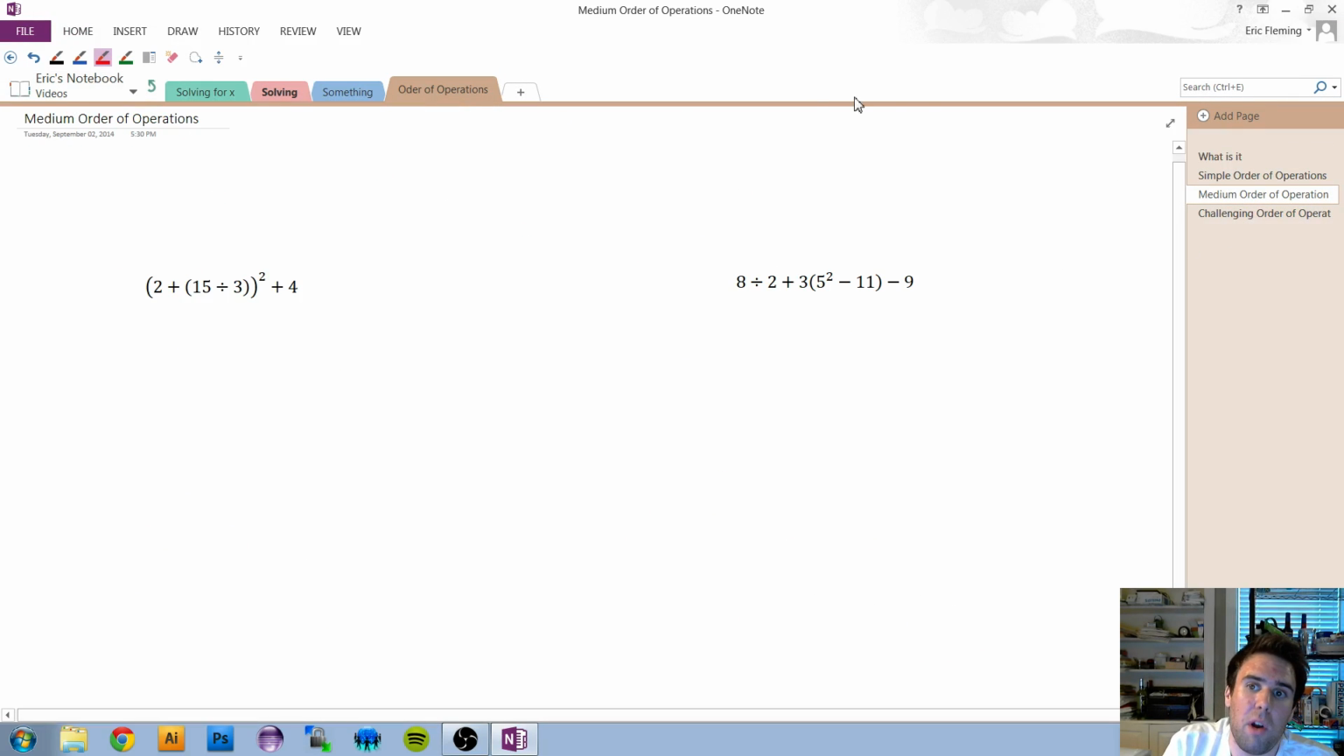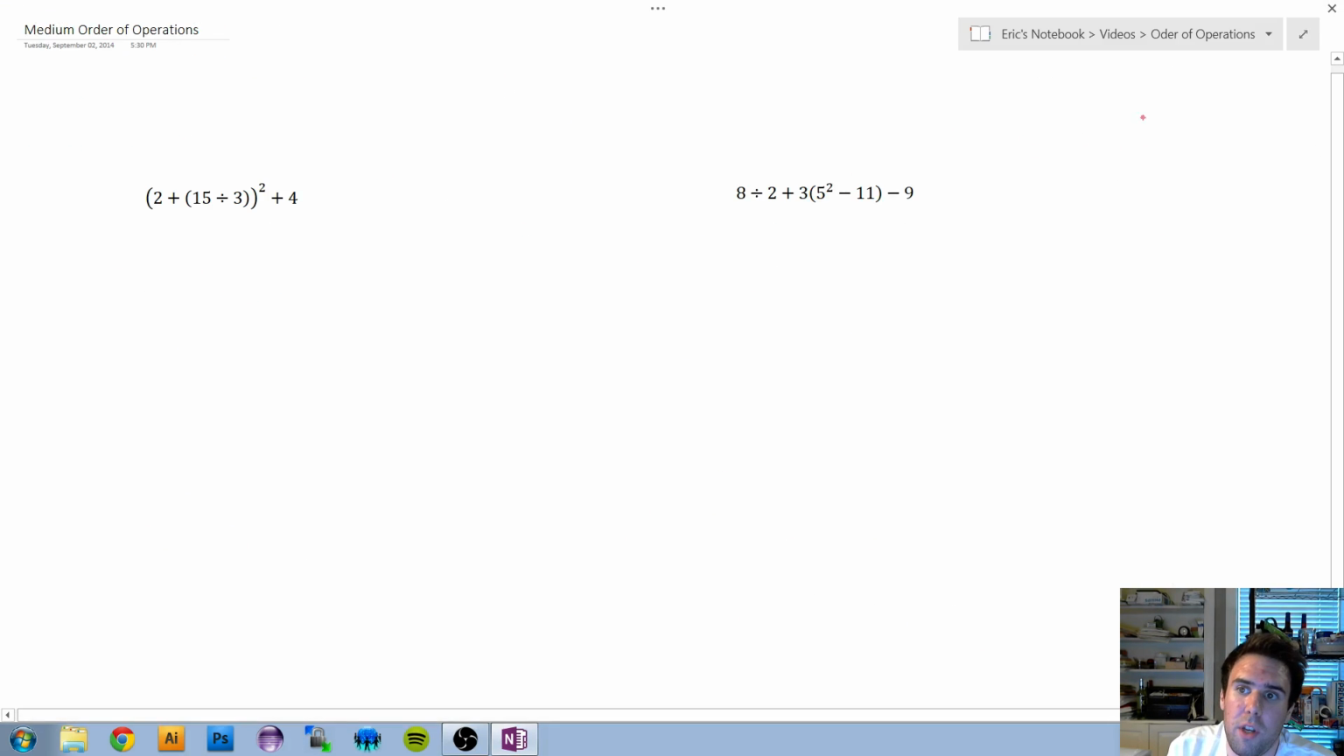For the medium problems, it becomes harder to figure out what should come first. But let's take a quick look. We got our handy little PEMDAS. It's an initialization for our rule. We've got double parentheses here. So if you ever have double parentheses, what do you do? Well, you start with the innermost parentheses first.